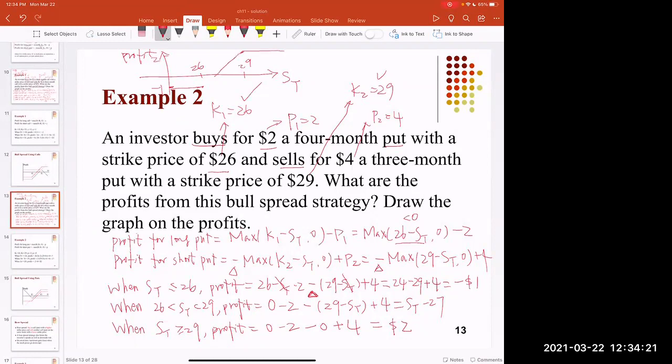So if you link these two, that's the bull strategy. That's the bull strategy using puts. You see they're pretty much similar. So when the stock price is very low, they're going to have a maximum loss. When the stock price is very high, they're going to have a maximum gain. Okay, so that's called the bull strategy, the bull spread strategy.